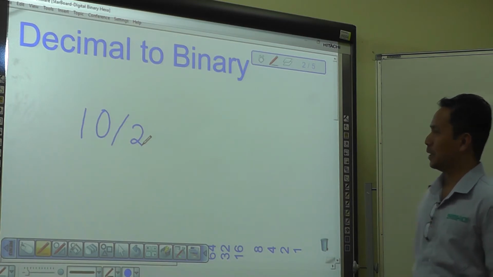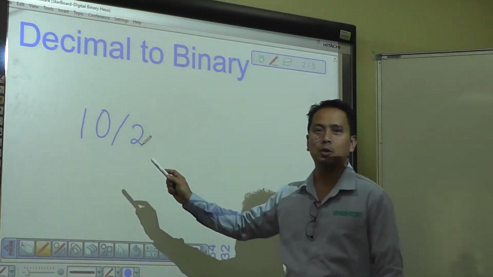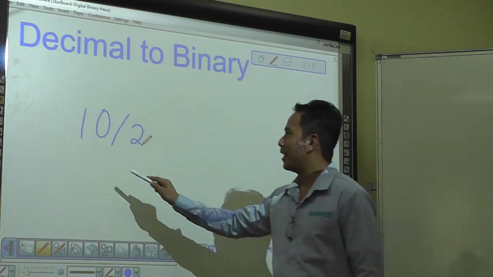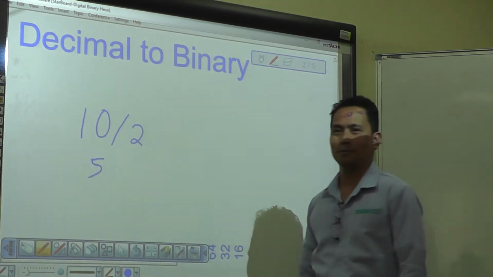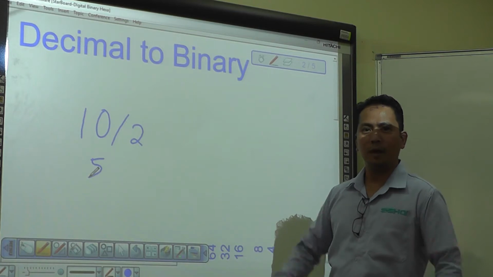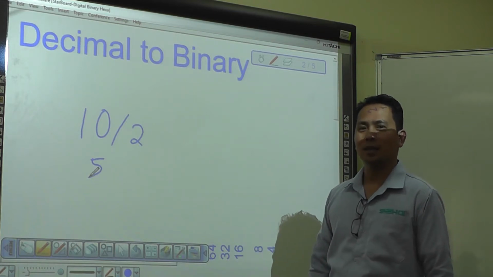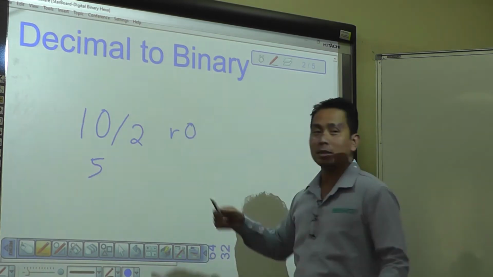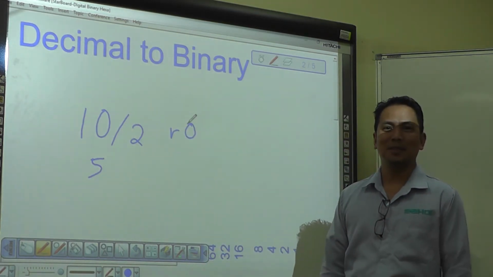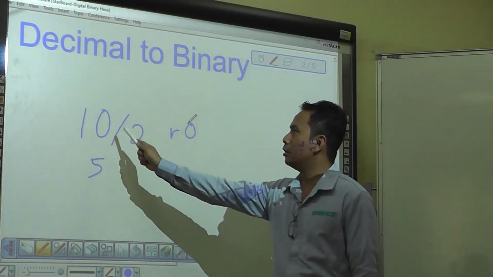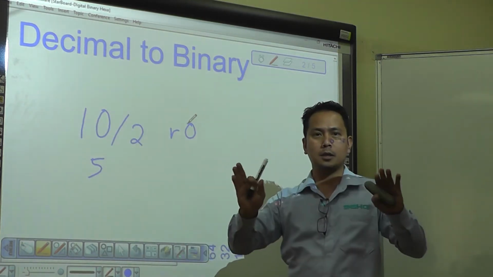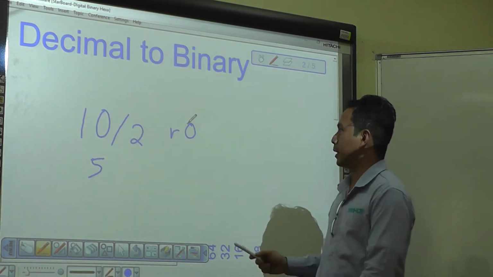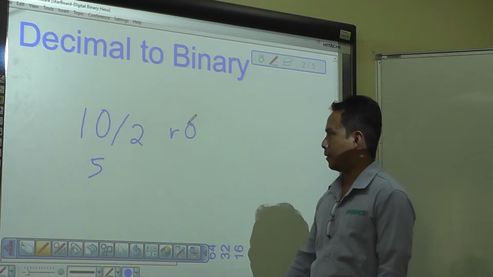Let's do it. 10 divided by 2. What is the answer? The answer is 5. Do you have any remainder? We do not have a remainder. So if the remainder is 0, you just simply add 0. There's no remainder when you cut 10 in half. What about 5?